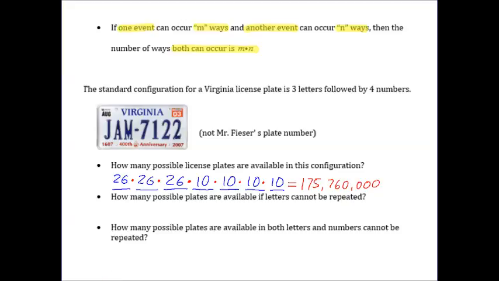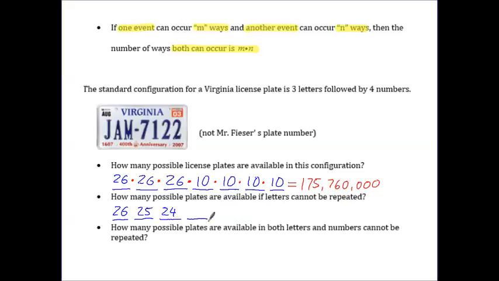Now let's see how many possible plates are available if the letters cannot be repeated. A letter that's used once cannot be used again. Well, for the first letter, we still have 26 possibilities, right? But then if one is taken, the second letter, we only have 25 possibilities. For the third, we have 24 possibilities because there are already 2 letters taken.